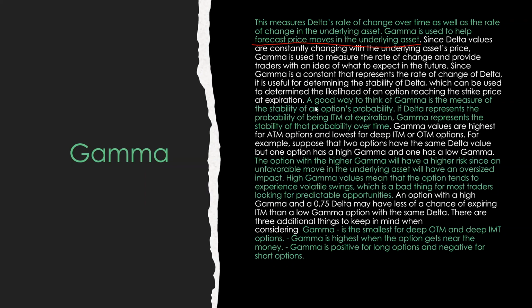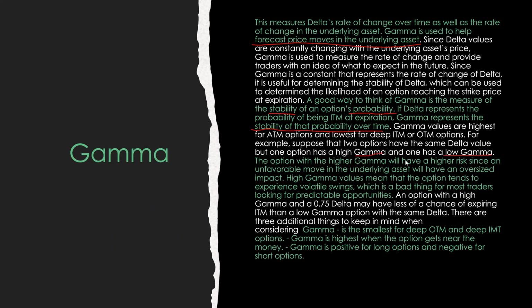All right, so this is a much easier way to think of it. A good way to think of gamma is the measure of stability of an option's probability. All right, what are the chances that that option is going to be stable enough to go in the money? If delta represents the probability of being in the money at expiration, gamma represents the stability of that happening. Gamma values are highest for at the money options and lowest for deep in the money or out of the money options. For example, suppose that two options have the same delta value, but one option has a high gamma and one has a low gamma.